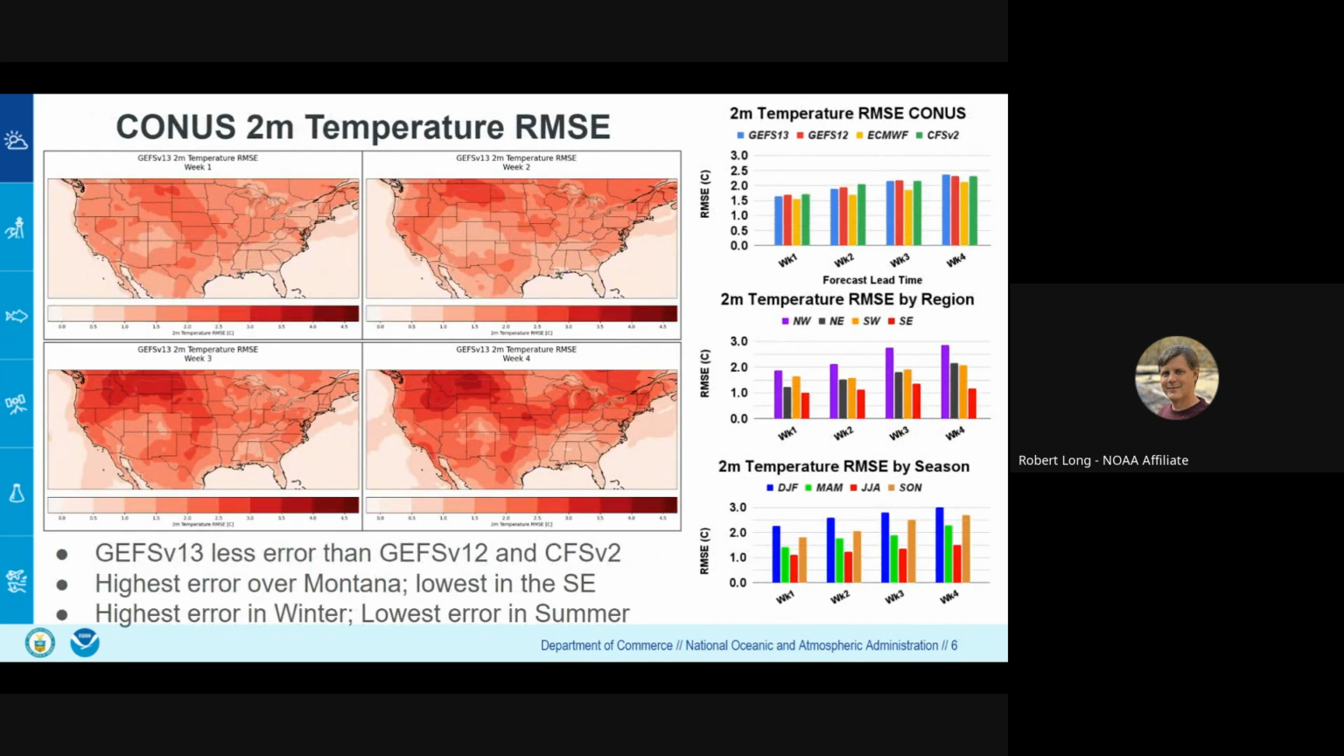When we take a look at root mean square error for temperature, the annually averaged spatial plots on the left show that the lowest error occurs in the southeast at each forecast lead, and we see the highest root mean square error over the northern high plains of Idaho and Montana. In the upper right-hand corner, GEFS13 exhibits less error than GEFS12 and CFS, and is similar to ECMWF, again, at the first couple of weeks. And this result, coupled with the result from the bias, is encouraging for the viability of using GEFS13 hindcasts in subseasonal applications.